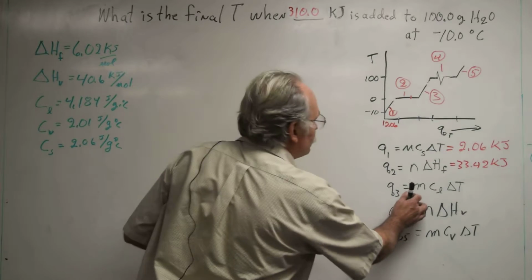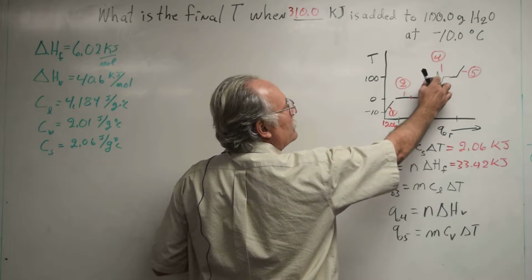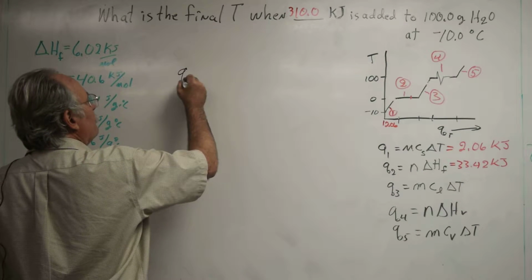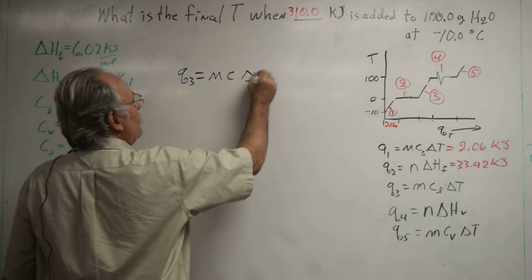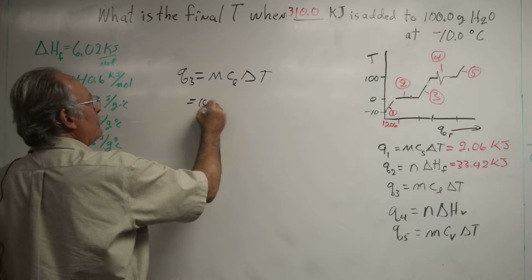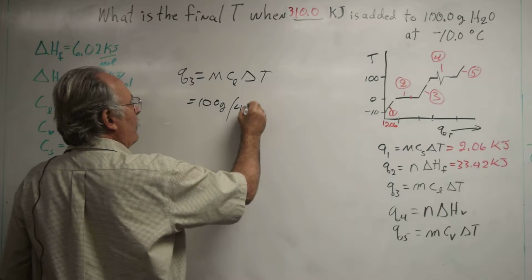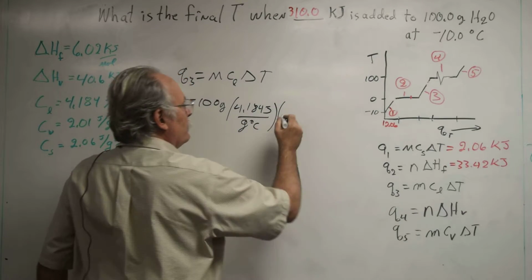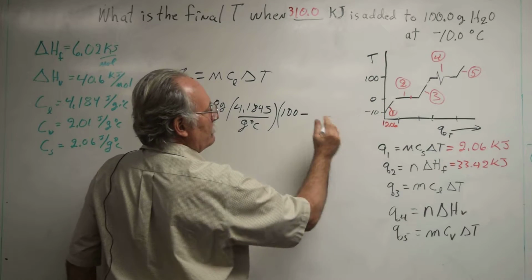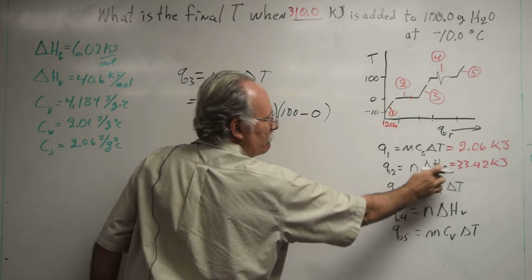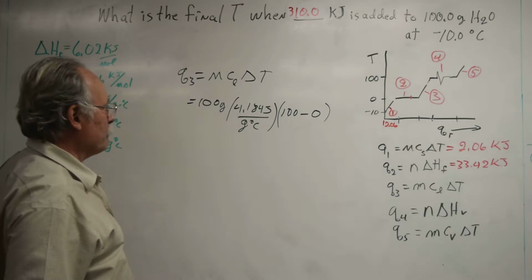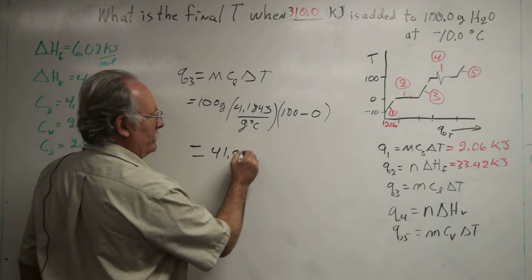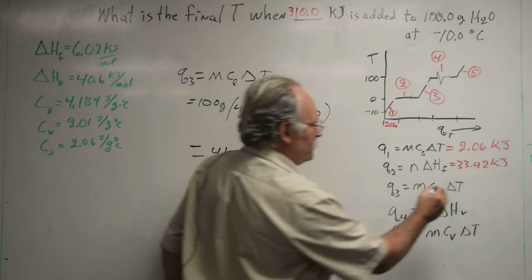So the first thing we do is we ask ourselves how much energy is required to bring this up to the boiling point. So I have Q3 is equal to mC delta T, where this is the C of the liquid water, which is 100 grams times 4.184 joules per gram degrees C. Now my final temperature is 100 minus the initial temperature, which is 0, because we started at the freezing point. This brought us up to the freezing point, but it converted it all to liquid. And when I do this in the calculator, I get 41.84 kilojoules.